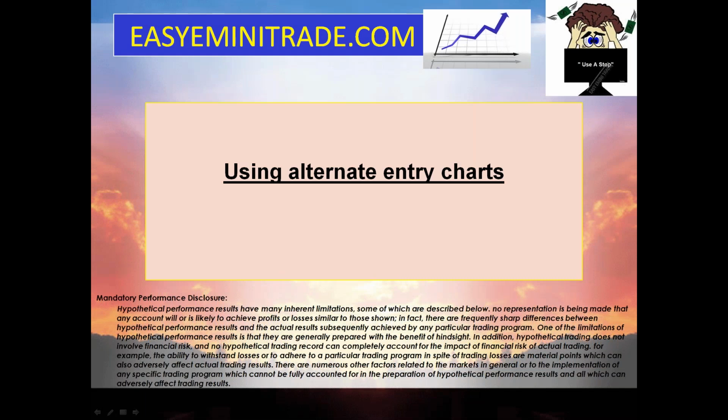Hey there, it's Trisha with Easy E-mini Trade, and I just want to show you an entry that I took today in the room using an alternate entry chart because I wasn't getting an entry on my smaller chart. So I'm going to show you, and I hope that you find it helpful.